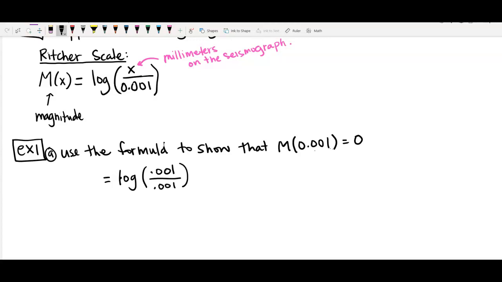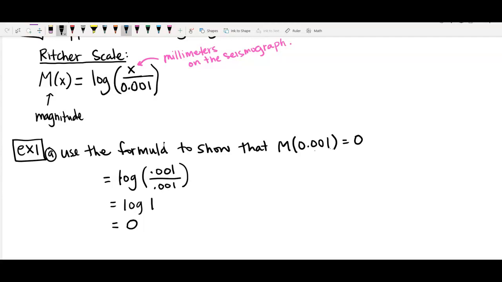Okay, well, what is anything divided by itself? 0.001 divided by 0.001 is just going to be 1. Anything divided by itself is 1. And so if you put in your calculator the log of 1, what do you come out with? Is it just 0? It is 0. That's what you should get on your calculator when you put it in.